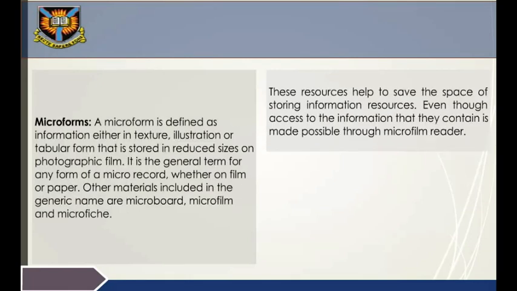Microforms. A microform is defined as information either in text, illustration, or tabular form that is stored in reduced sizes on photographic film. It is a general term for any form of a micro-record, whether on film or paper. Other materials included in the generic name are microcard, microfilm, and microfiche. These resources help to save the space of storing information resources, even though access to the information that they contain is made possible through a microfilm reader.